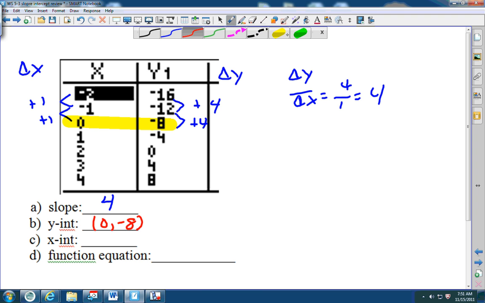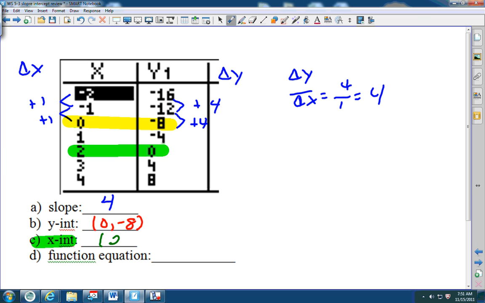My x-intercept has a y number of 0, so there is my x-intercept, which would be 2, 0. Now again, to write my equation, I only need my slope and my y-intercept. y equals 4x minus 8.